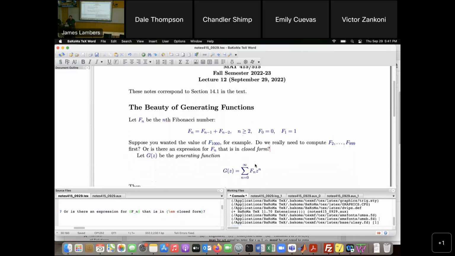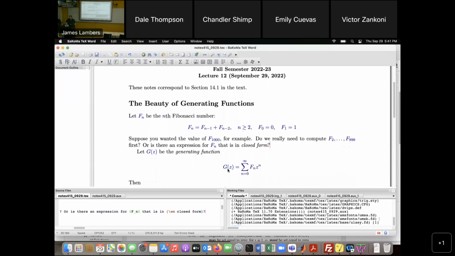So what is a generating function? A generating function for a given sequence is a power series where the coefficients of the power series are the terms of the sequence of interest. So the generating function for Fibonacci numbers is this function of z, where the Fibonacci numbers are the power series coefficients, multiplied by z to the n for each n.